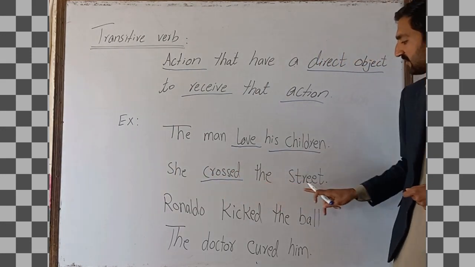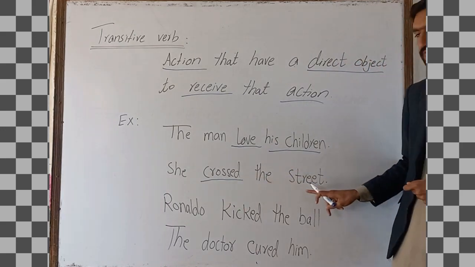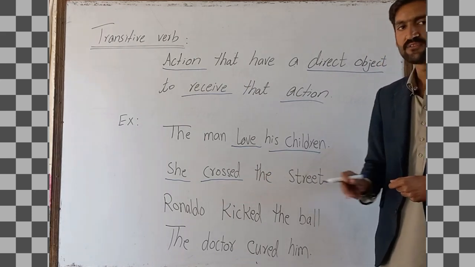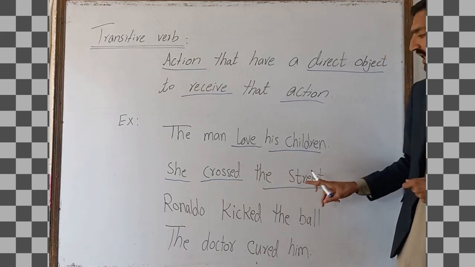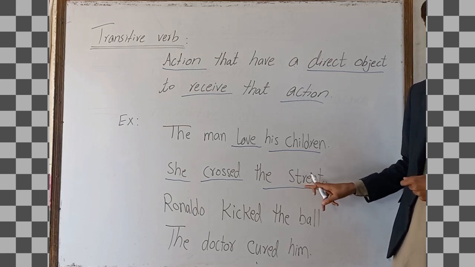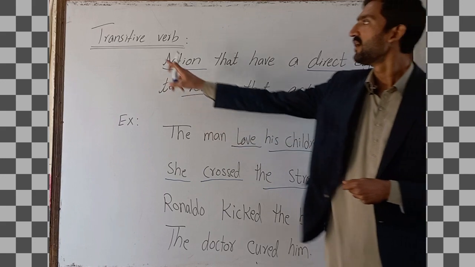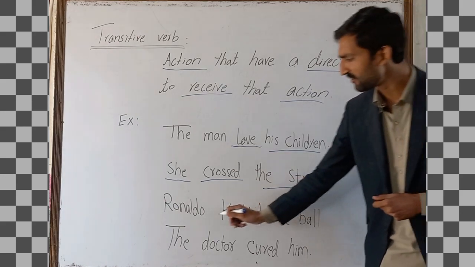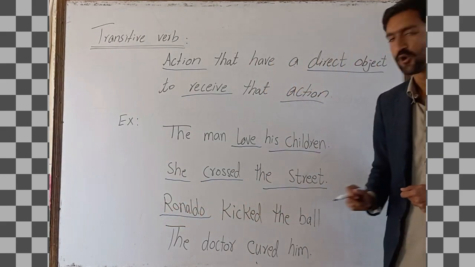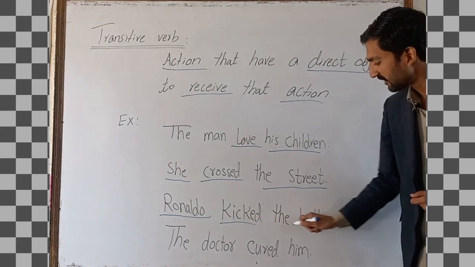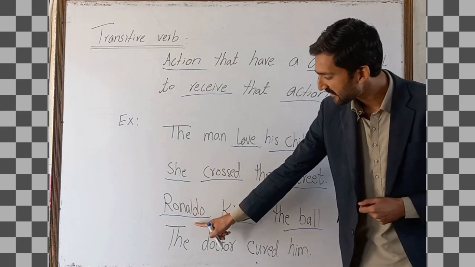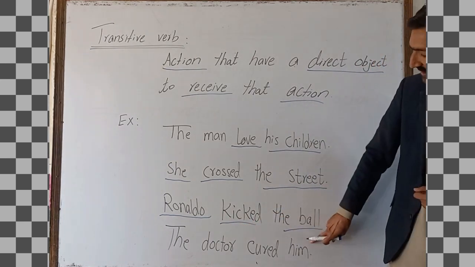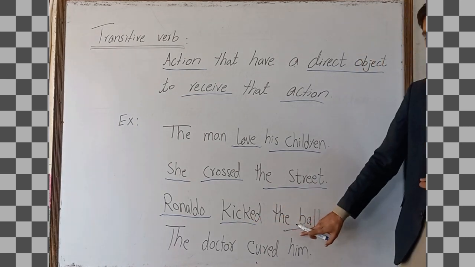In the next example we see: She crossed the street. Here she is a pronoun and crossed is a verb, and at the end we see the object, and the object is street. So the word cross is a transitive verb as well. In the next example we see one of the famous footballers, whose name is Ronaldo. Ronaldo kicked the ball. First we see the noun, after that we have a verb, and then we have an object. So we can see that this verb also follows a direct object.